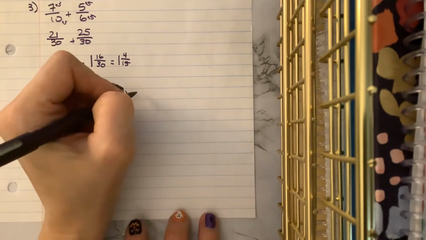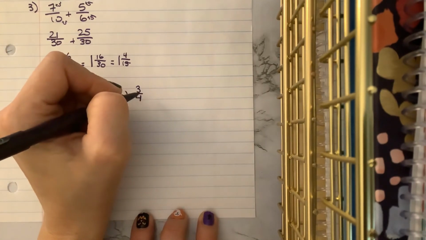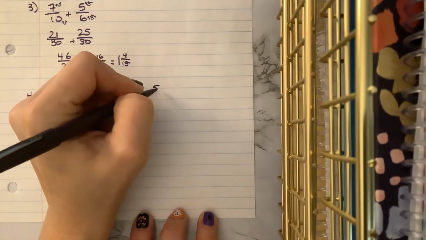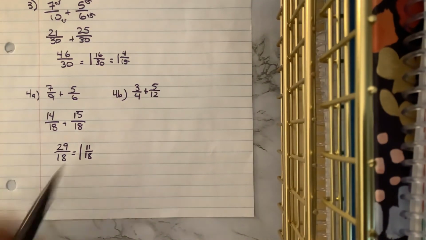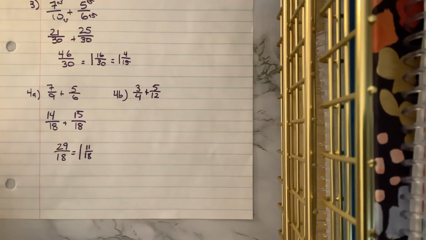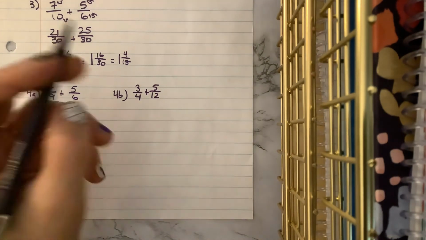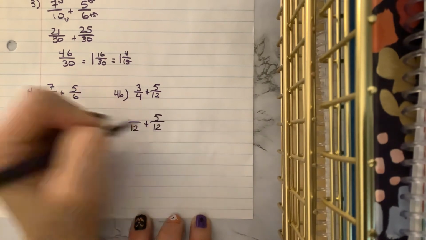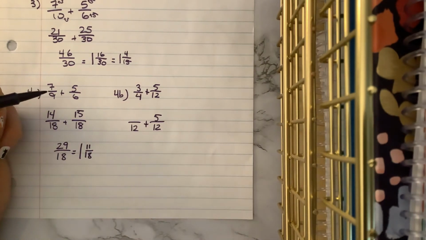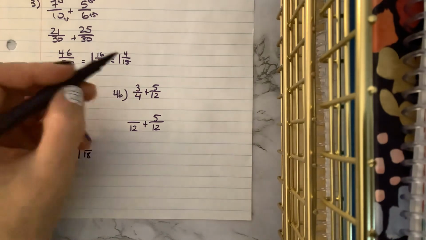4B, you were supposed to add 3/4 plus 5/12. If you were paying attention, you would have actually noticed that we don't need to change this second number at all because our common denominator is 12. So we could have left this as 5/12. Again, if you went up to something like 24, it would work. It just means you had to simplify at the end more. So 5/12 can stay the same.